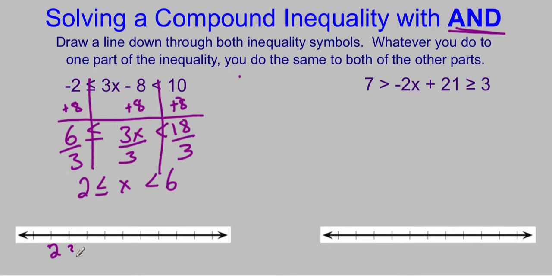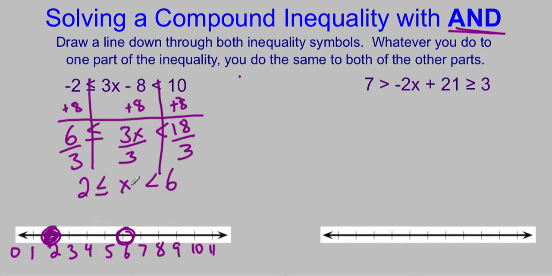Let's put our 2, 3, 4, 5, 6, 7, 8, 9, 10, 11. I'll put my 1 down here. And then we're going to graph it the same way. At 2, we want less than or equal to, so here we're going to shade in our circle, closed circle. At 6, we want an open circle because it's just a less than. And then we basically want to shade in the part of the line that qualifies for both of these things.